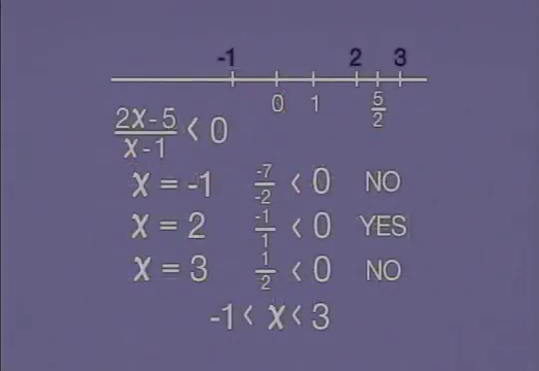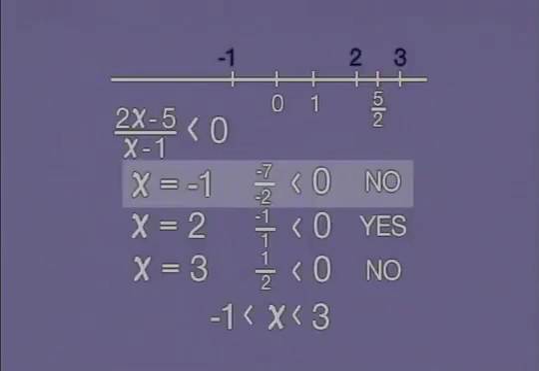And in the next and last visual, we see the number line, with 0, 1, and 5 halves shown, but also in dark blue, I've selected three numbers. Negative 1, which of course is to the left of 1, 2, which is between 1 and 5 halves, and 3, which is to the right of 5 halves. Notice we have the original inequality, 2x minus 5 over x minus 1 is less than 0. And now we're going to test those three numbers.